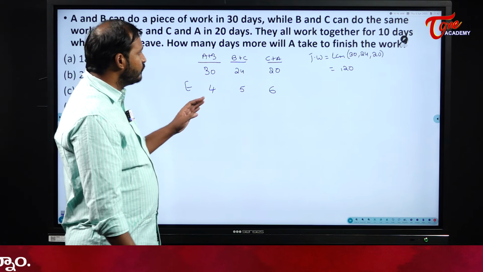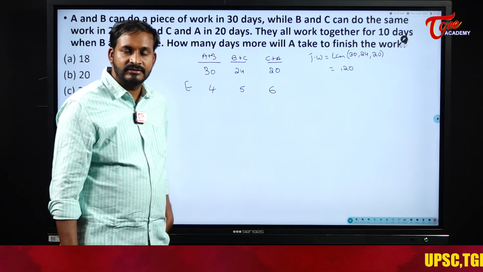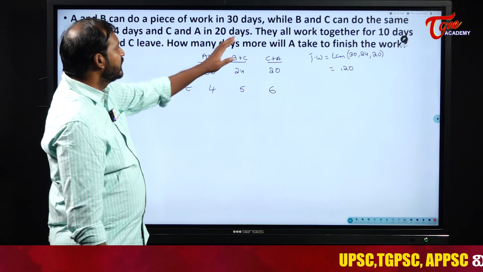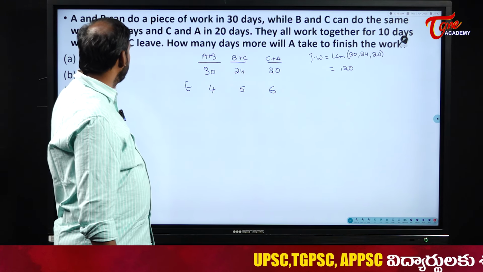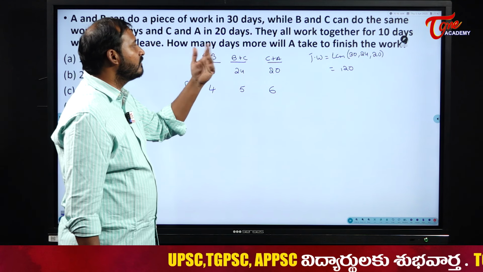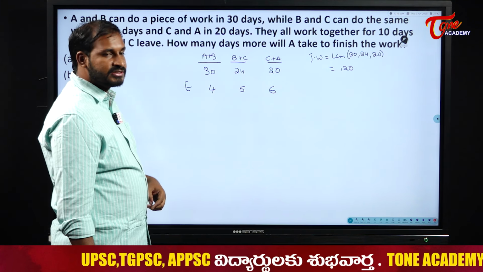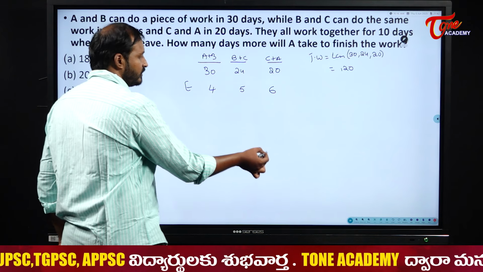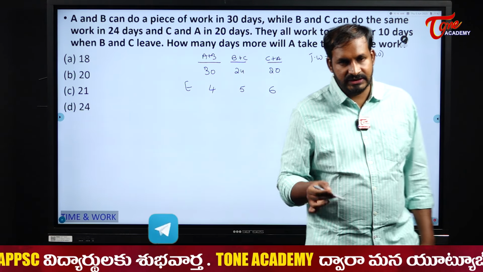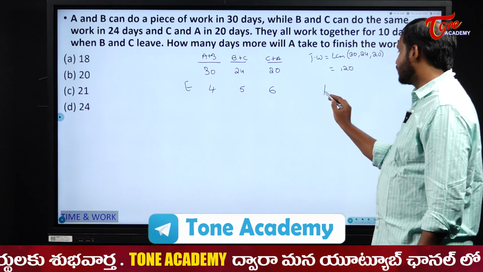Now see here students, do we have the individual times here? No. Now they all work together for 10 days. When B and C leave, then how many more days will A take to finish the work? Okay, first of all, before going to this, to find their individual efficiencies, we will try to find what are the things which I should know here.